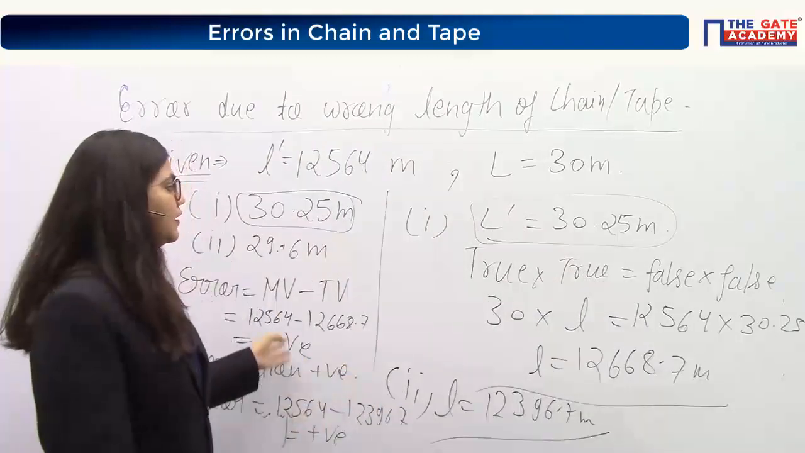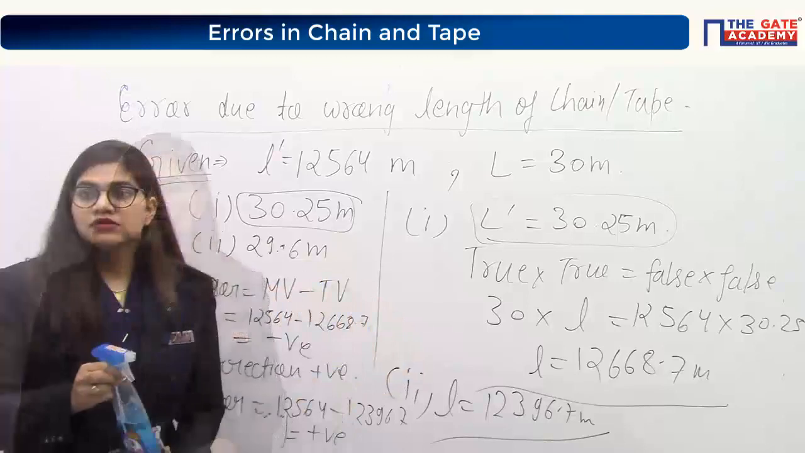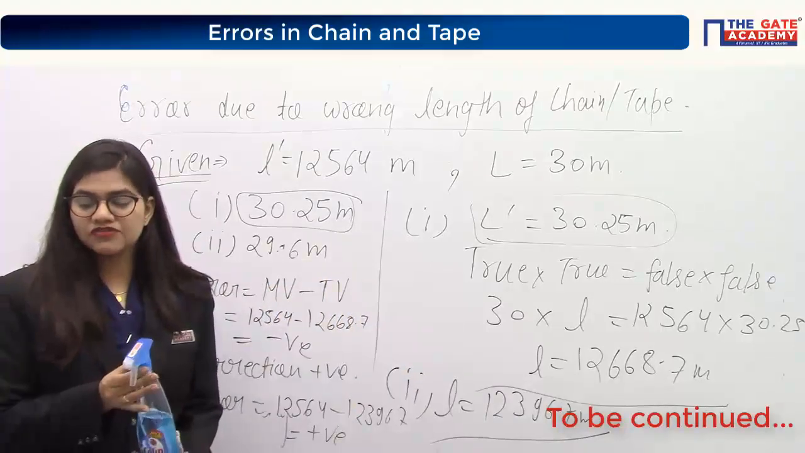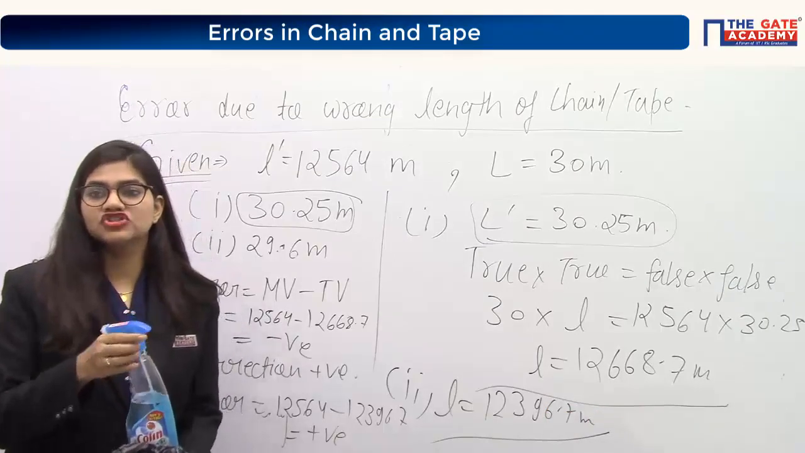So if it is clear, then come to the next topic. The next topic is chain correction. Write down the heading chain correction.